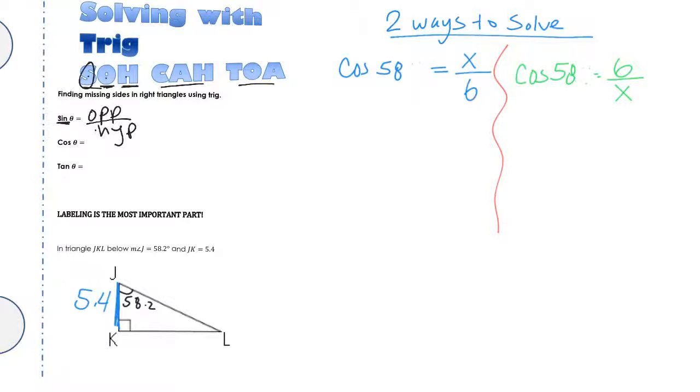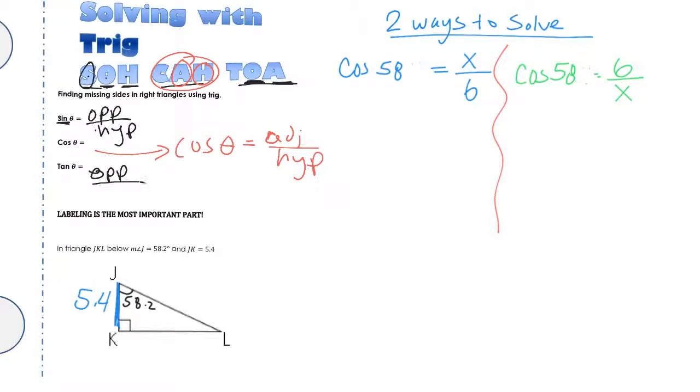Then for cosine, let me just draw this over here so it fits. Cosine is the second acronym, CAH, which is the adjacent over the hypotenuse. And the last one is TOA. TOA just stands for the opposite side over the adjacent, so opposite over adjacent.